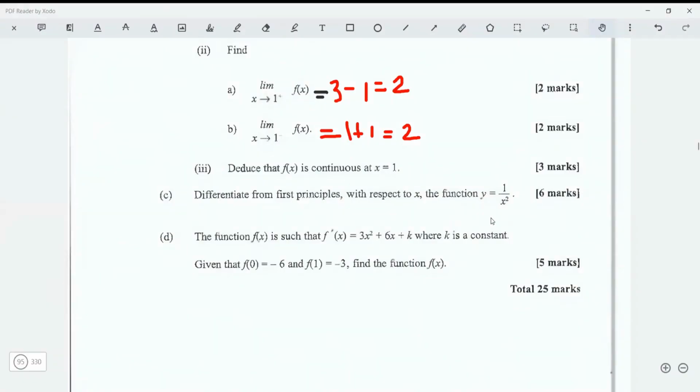Nice. Now the next question right here says, the function f of x is such that f prime of x is 3x squared plus 6x plus k. So let's write that down. They give one function and then tell us f prime, meaning the first derivative, f prime of x, is equal to 3x squared plus 6x plus k. That's what they tell us. All right, so we'll write down that first. Good. Write that on your paper.